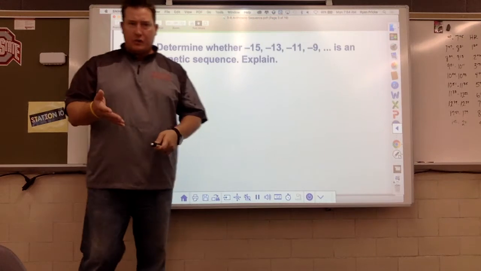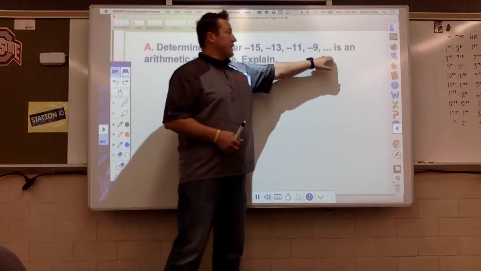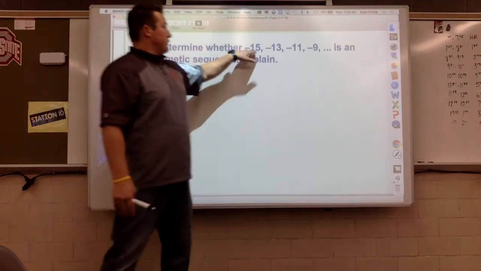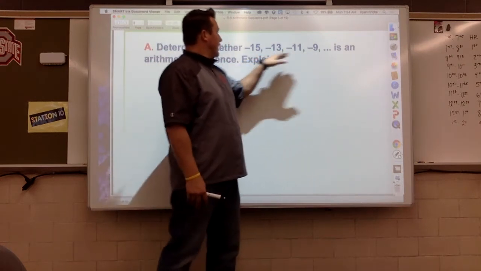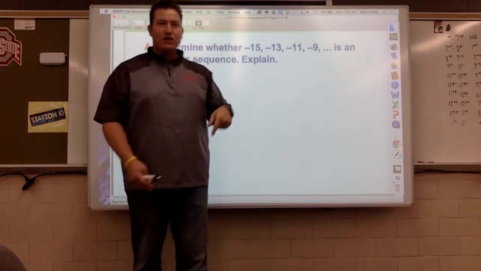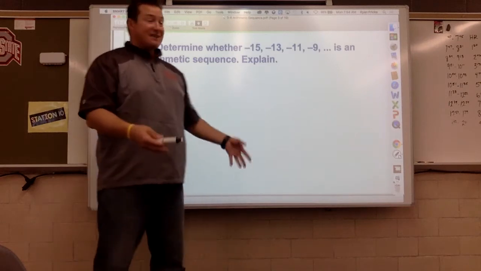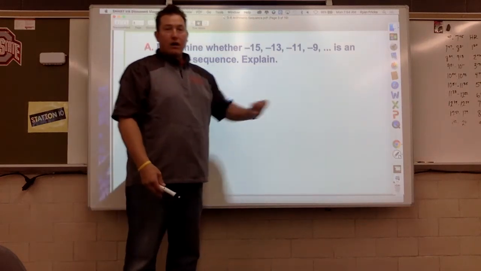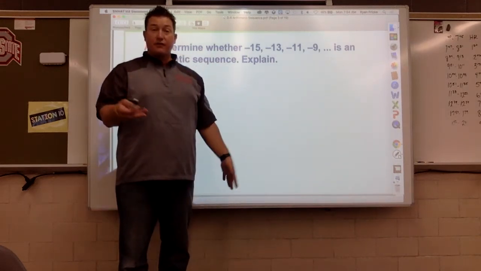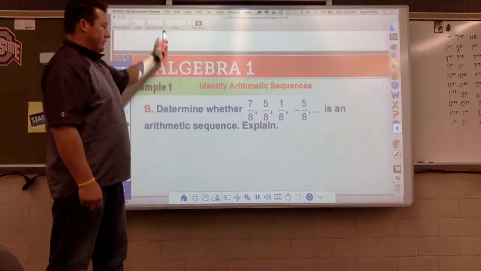So some of the easier tasks we'll have to do is just figuring out, is this an arithmetic sequence? So guys, all we really need to do is look at these four terms here and see if they're going up or going down by the same amount. So on this one, how am I going from negative 15 to negative 13? Well, it's increasing by 2. So is this an arithmetic sequence? We would say yes. Explain. Well, the pattern on this one is it's increasing by 2, right? You would just say it has a common difference of 2. All right, so you can write all that down. I'm just going to talk through it.